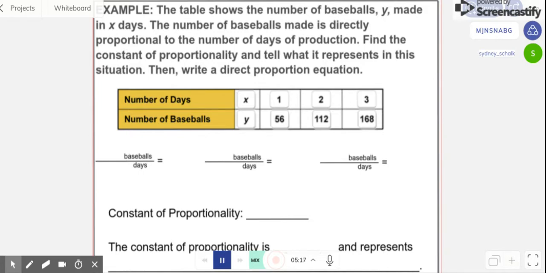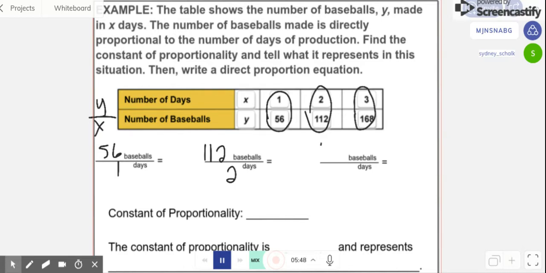It says the table shows the number of baseballs Y made in X days. The number of baseballs made is directly proportional to the number of days of production. Find the constant of proportionality and tell what it represents in this situation, then write a direct proportion equation. So we have our Y over our X, and in this case, 56 baseballs every day for 1 day. We then have 112 baseballs in 2 days, and we have 168 baseballs in 3 days.